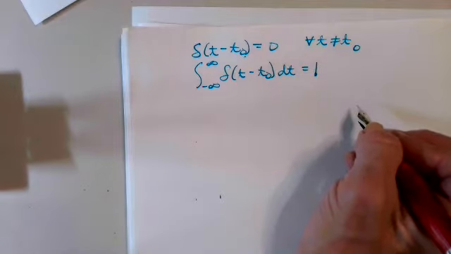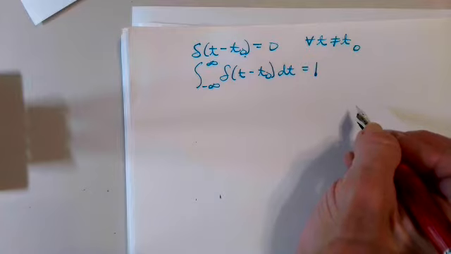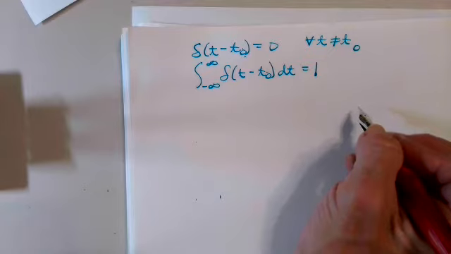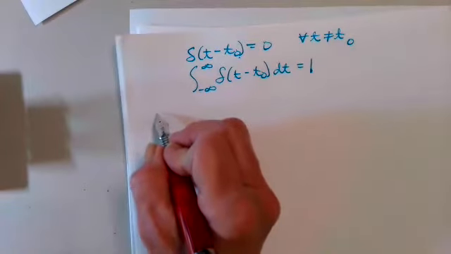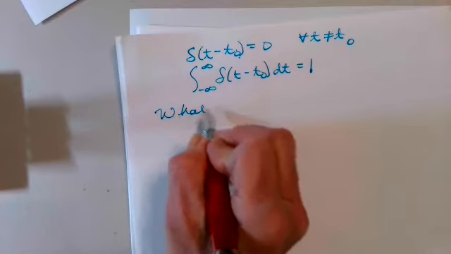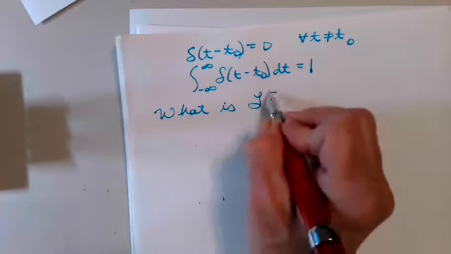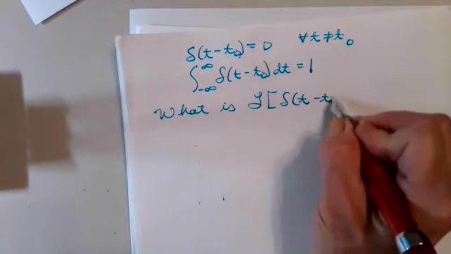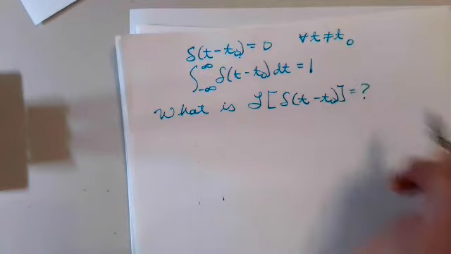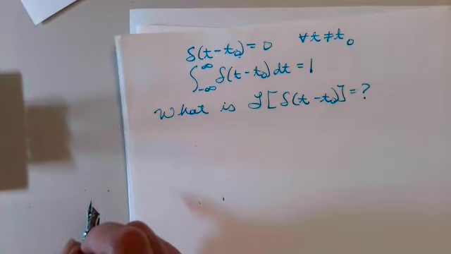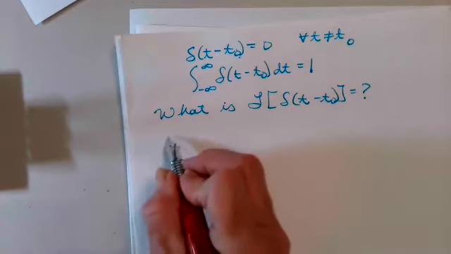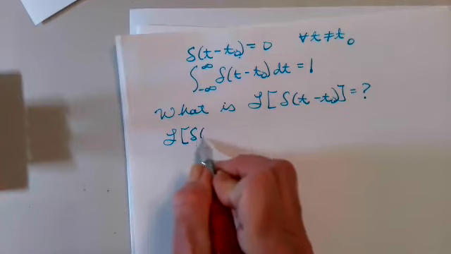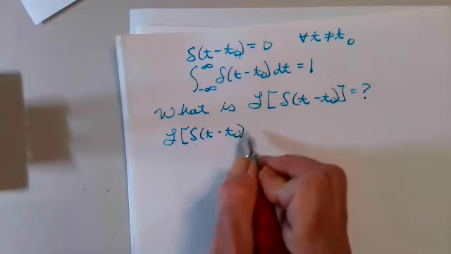So let's see what some of these funny properties tell us. First of all, let's look at the Laplace transform of delta of t minus t naught. Okay, let's compute it.